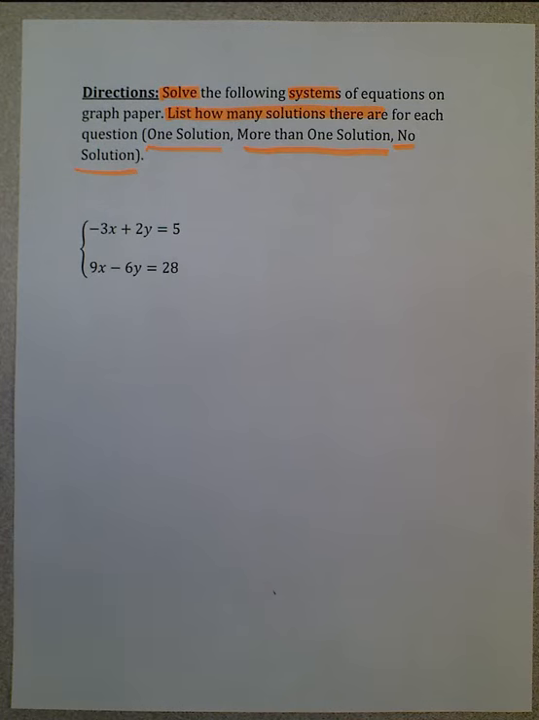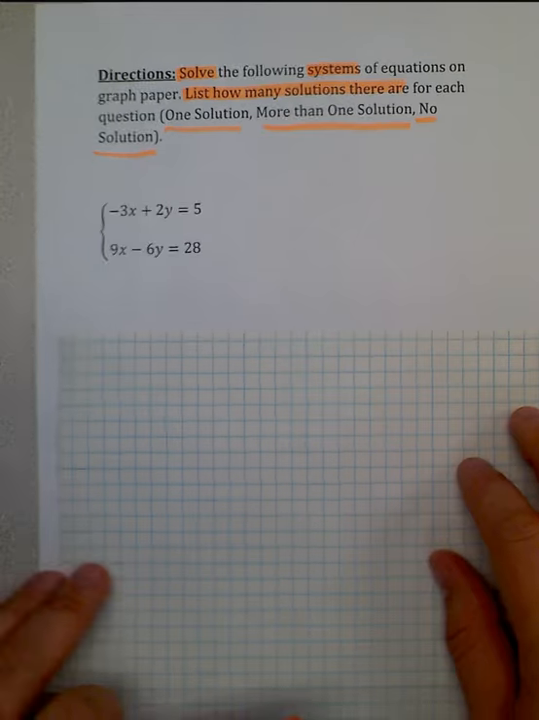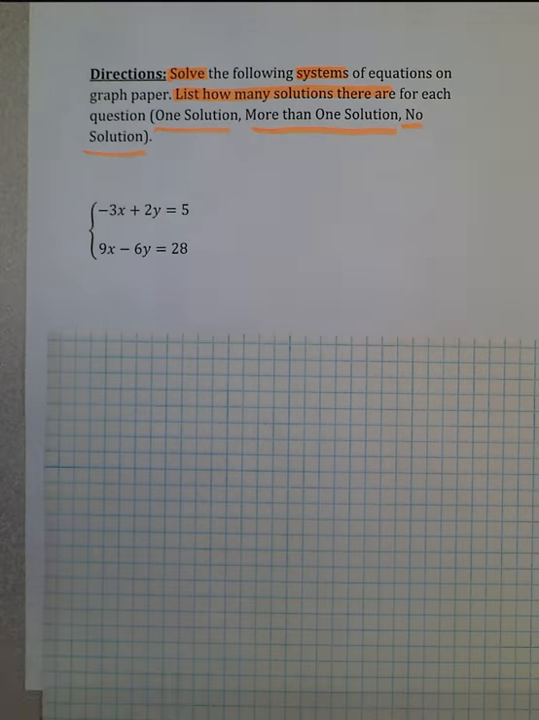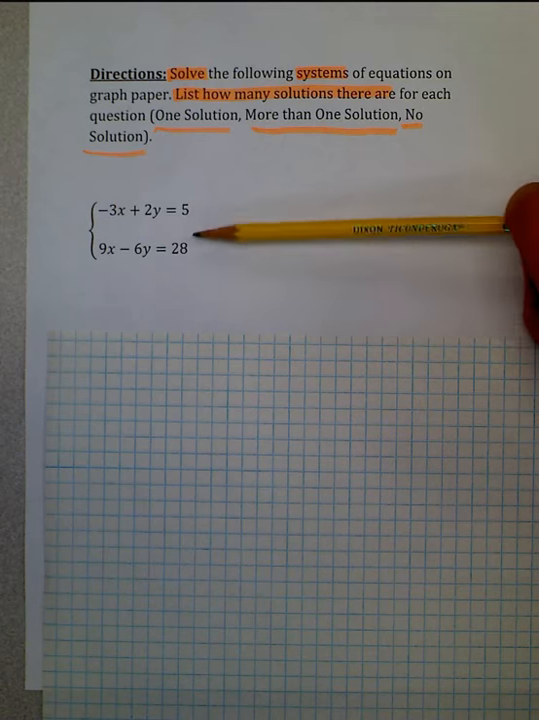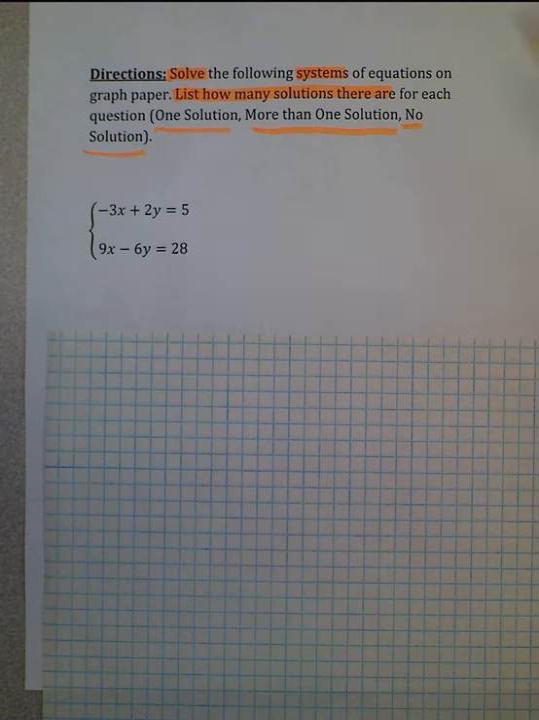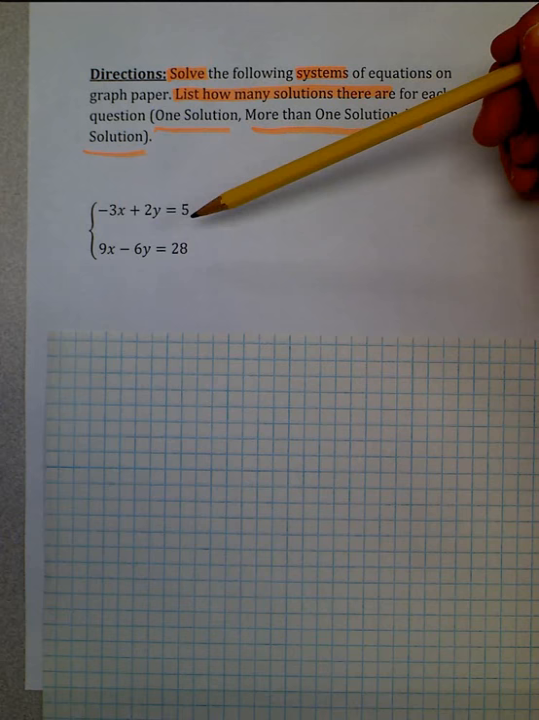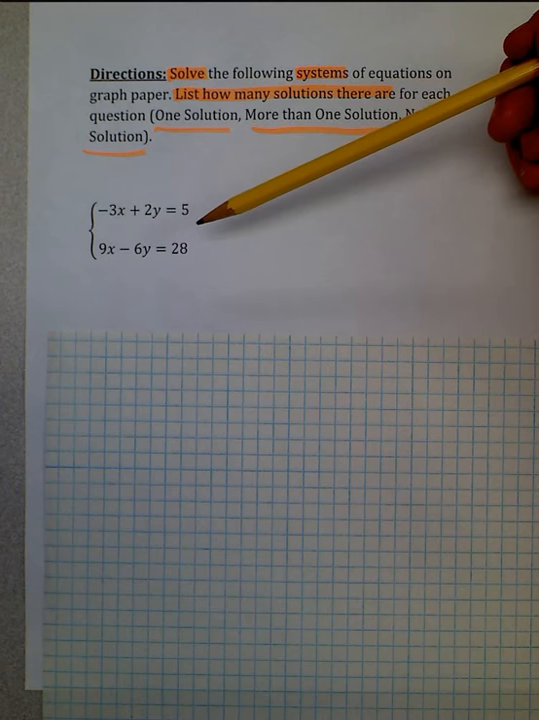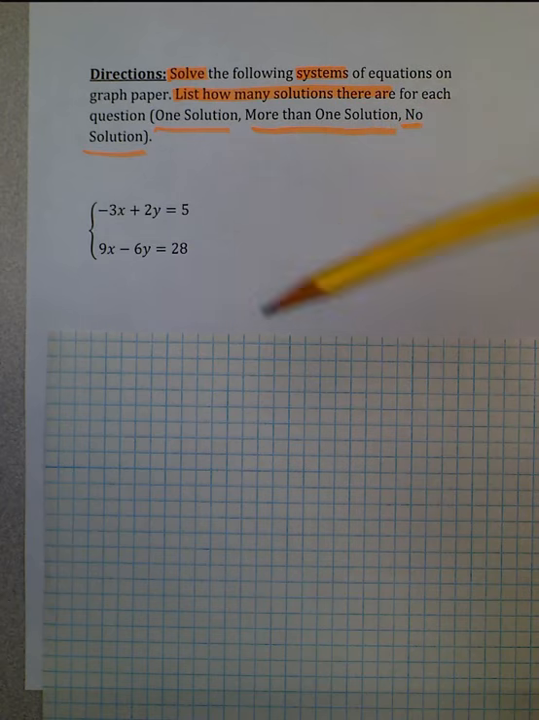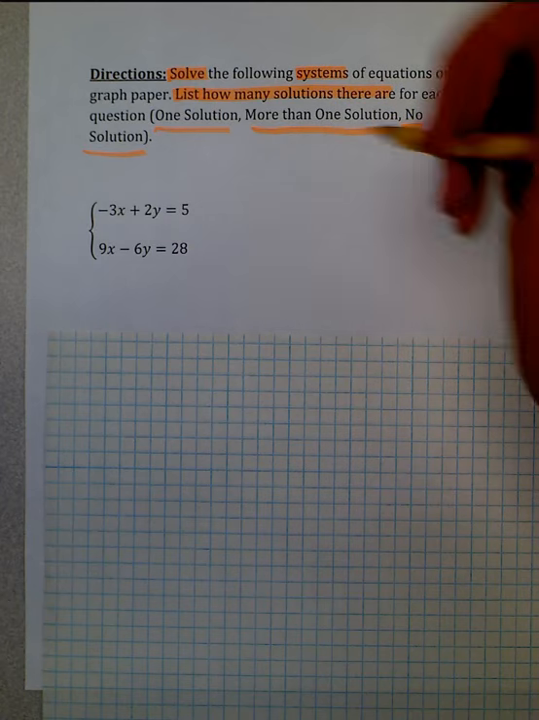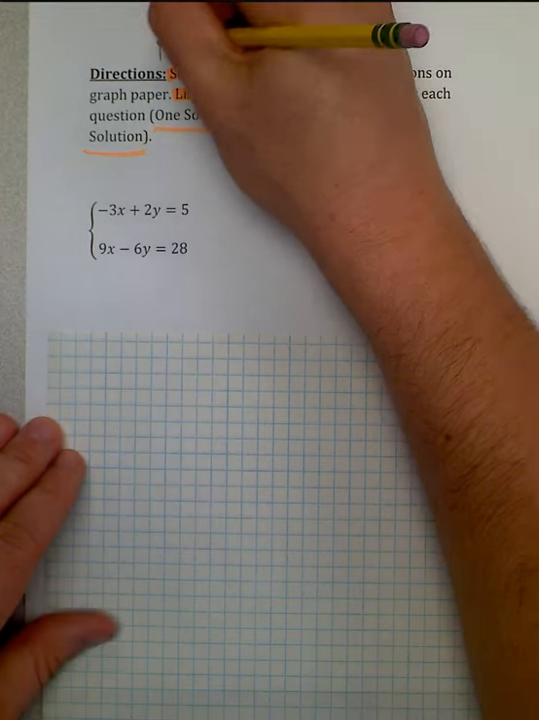And looking at my system of equations, I notice neither one of them is in slope-intercept form, which means they're not in y equals mx plus b form. So graphing is going to be really difficult here, as well as no variables isolated, so I can't use the substitution method, or I wouldn't want to use the substitution method. So I want to use the elimination method.